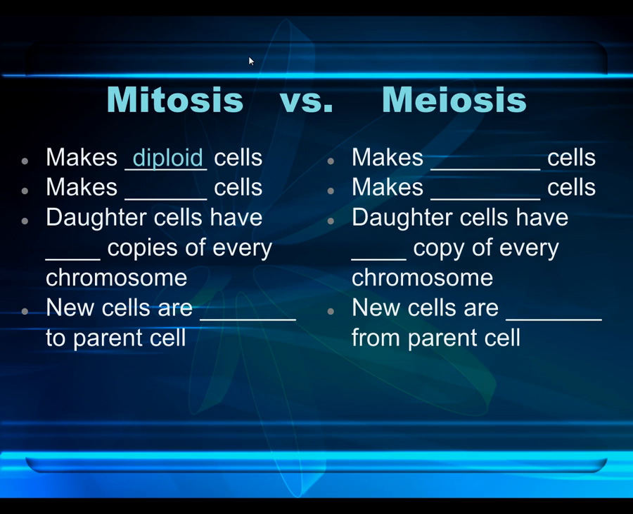Mitosis makes diploid cells with two complete sets of their chromosomes. Meiosis makes haploid cells that have only one set of chromosomes in them. Mitosis makes our body cells, so everything that is not a sex cell. The daughter cells, which is a term to use to refer to the new cells that are made, have two copies of every chromosome in mitosis, and they are identical to the parent cell. That's not true for meiosis. In meiosis, the daughter cells have one copy of every chromosome, and they are not identical to the parent cell or to each other. The new cells in mitosis are identical to the parent cell, and the new cells are different from the parent cell in meiosis.